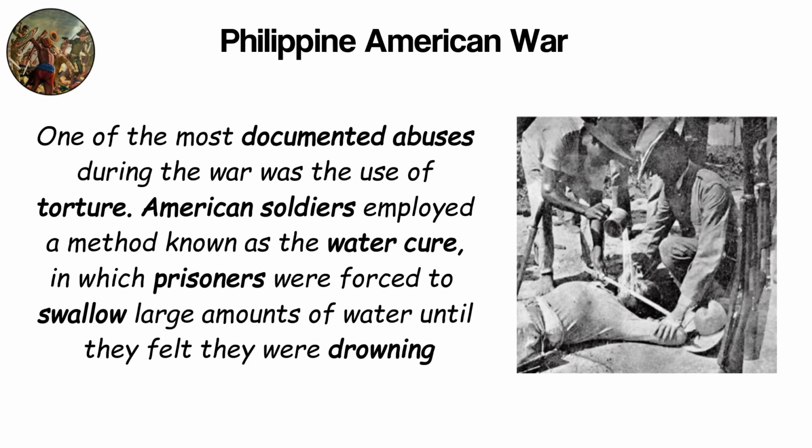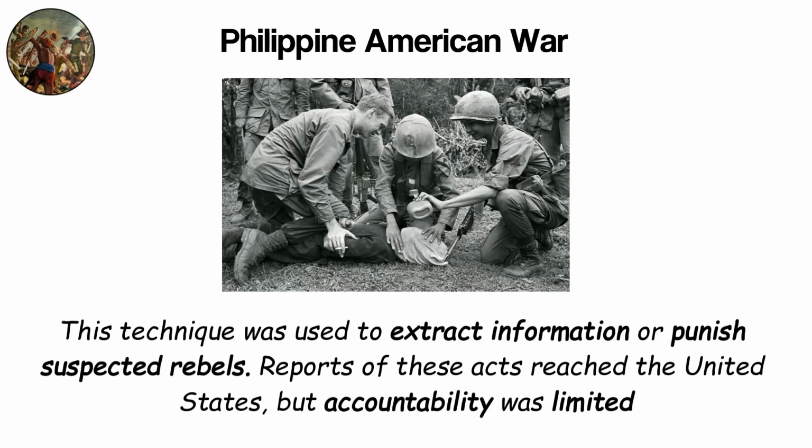One of the most documented abuses during the war was the use of torture. American soldiers employed a method known as the water cure, in which prisoners were forced to swallow large amounts of water until they felt they were drowning. This technique was used to extract information or punish suspected rebels. Reports of these acts reached the United States, but accountability was limited.